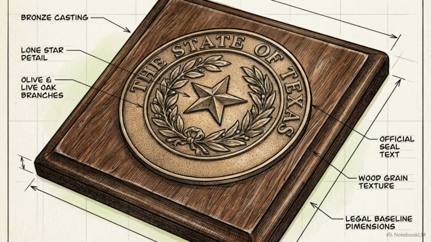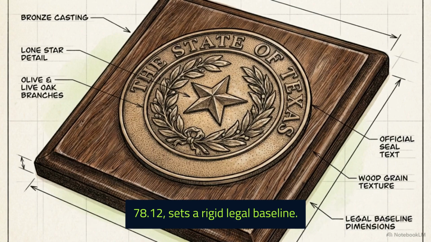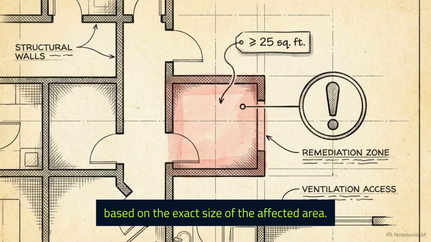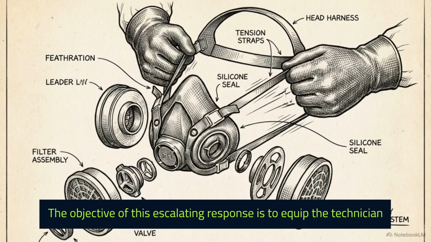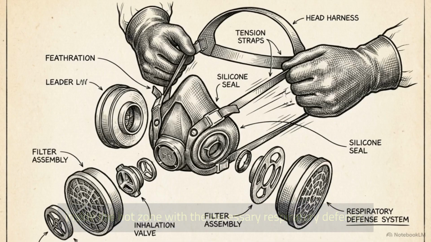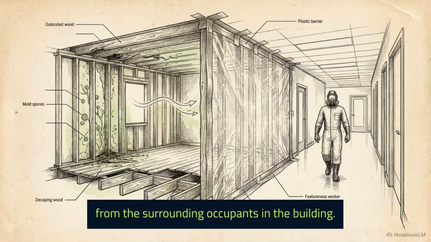At the state level, the Texas Administrative Code, specifically Section 78.12, sets a rigid legal baseline. It dictates exactly when a formal remediation protocol must be enacted, based on the exact size of the affected area. The objective of this escalating response is to equip the technician inside the hot zone with the necessary respiratory defense, while physically isolating that hazard from the surrounding occupants in the building.